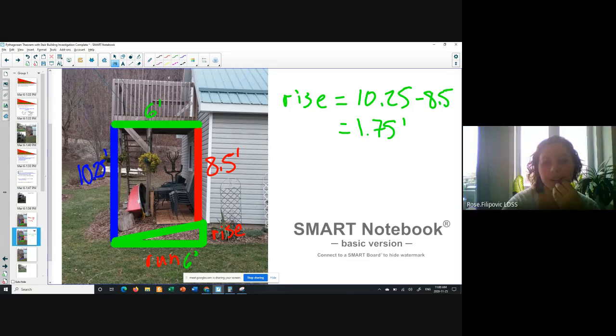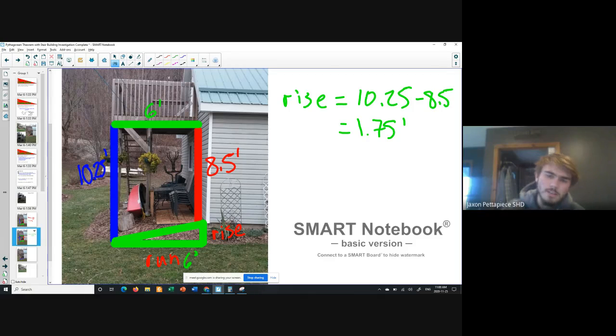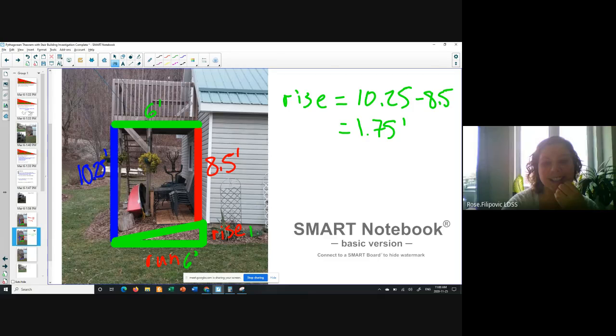That's actually quite a lot, I think. It's a lot. It is. It's very deceiving in this picture, but it actually is that height. So these are the two measurements that we have.